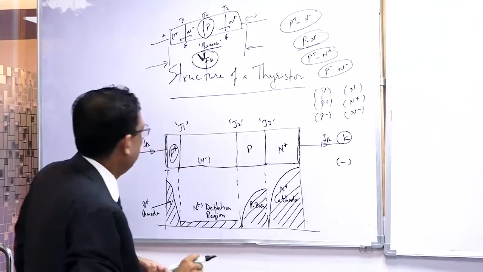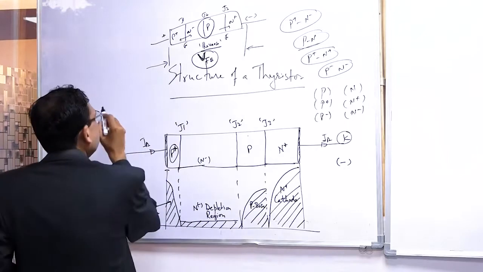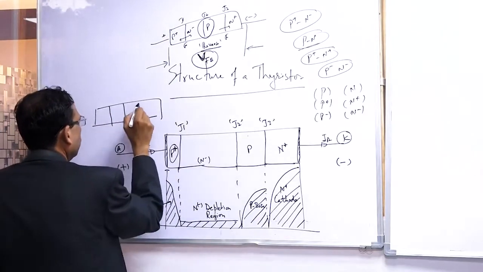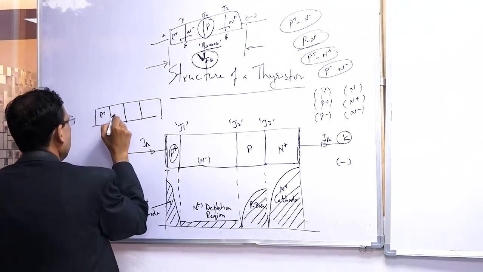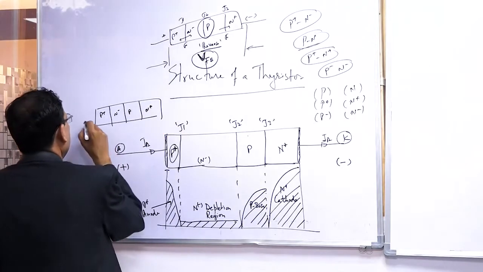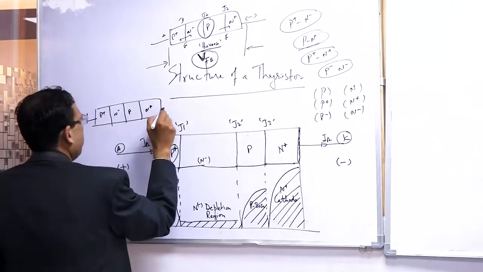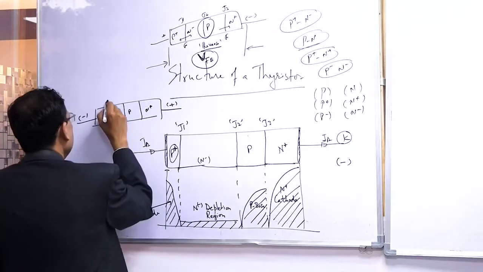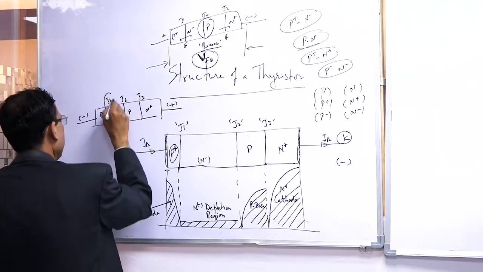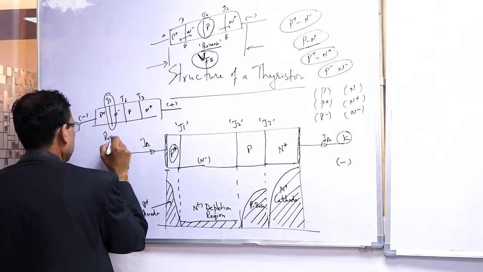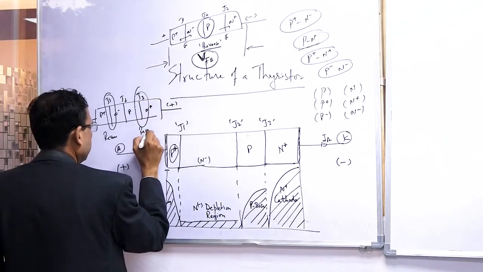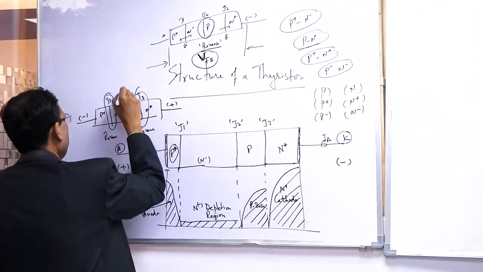Okay. Now let us say across this, P plus N minus P N plus. Now suppose negative voltage is applied here, positive voltage is applied here. This J1, J3, J2. This is going to be reverse biased. This is also going to be reverse biased. This is going to be forward biased.